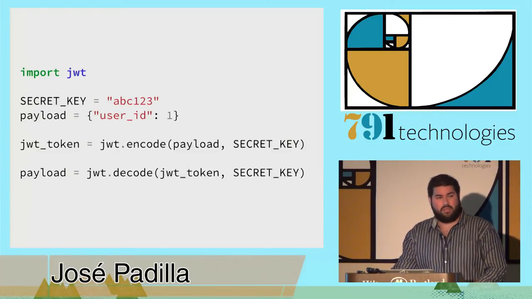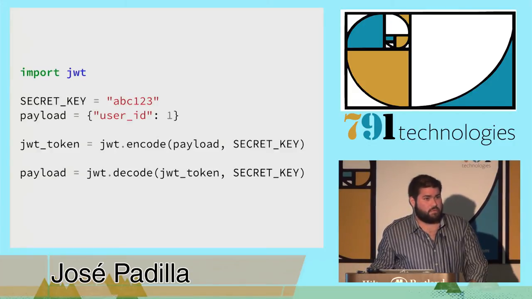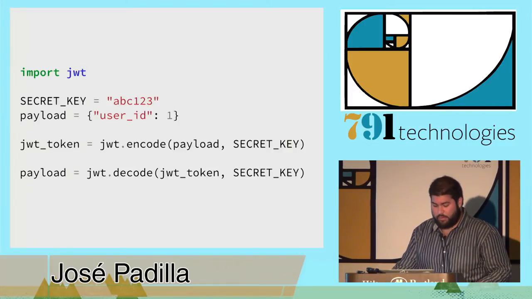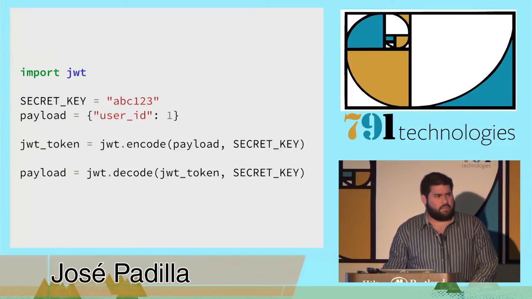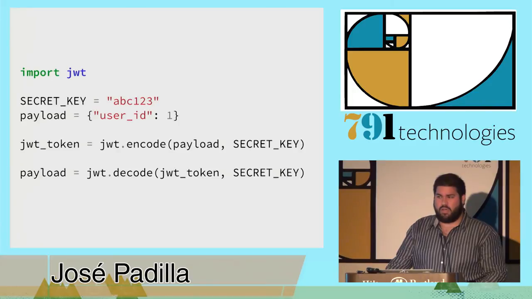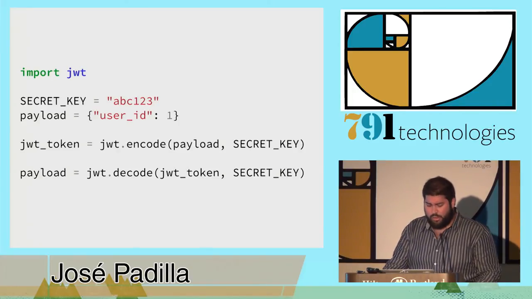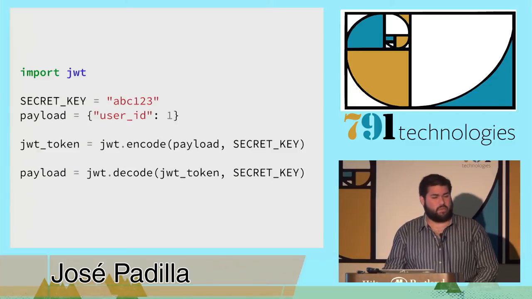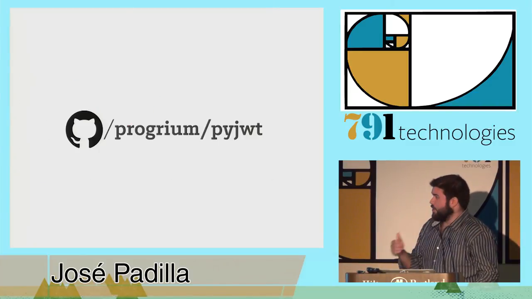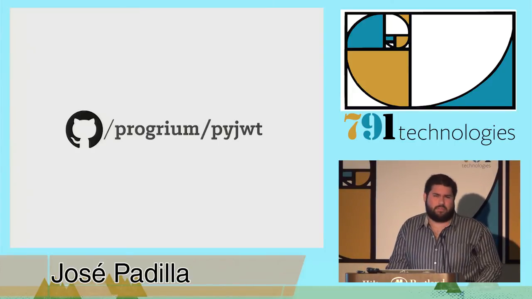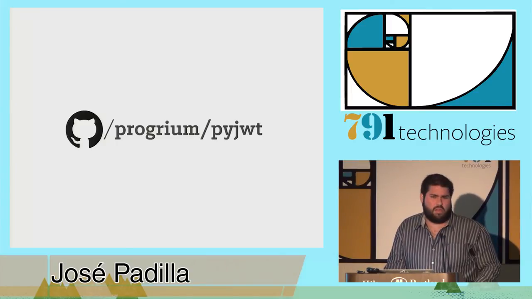If the signature didn't match because you didn't use the same secret key used to encode the token, this library will raise an exception and let you know about it so you can handle it. It also supports 5 other algorithms. We just saw HMAC 256, but you can also use RSA keys and other algorithms. It also supports a cool claim from the standard that lets you add expiration time to these tokens. You can contribute to this project on GitHub. I'd say it's pretty mature. It's got like 2 years, perhaps, and it's well tested.